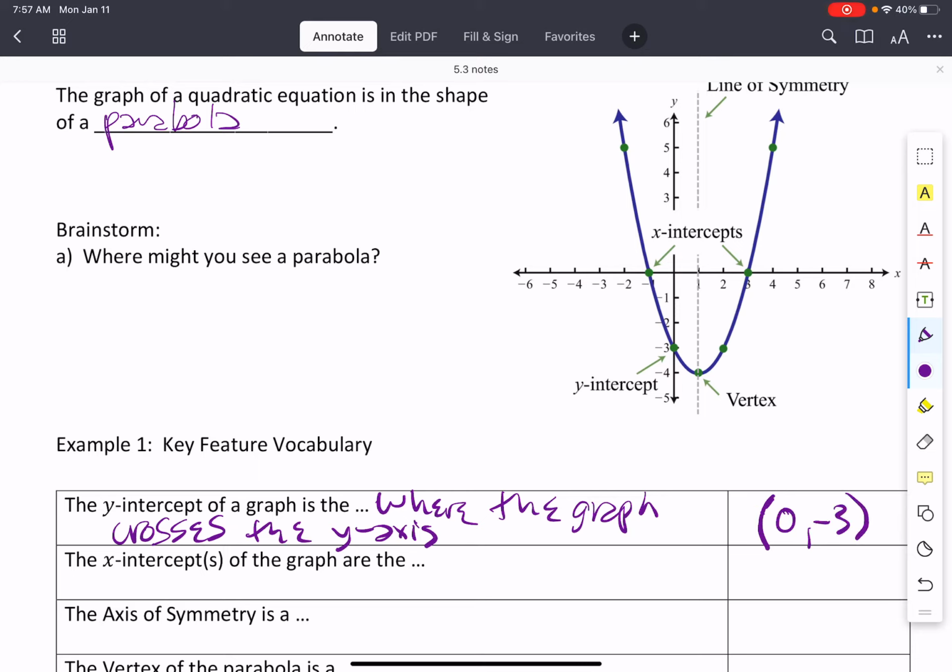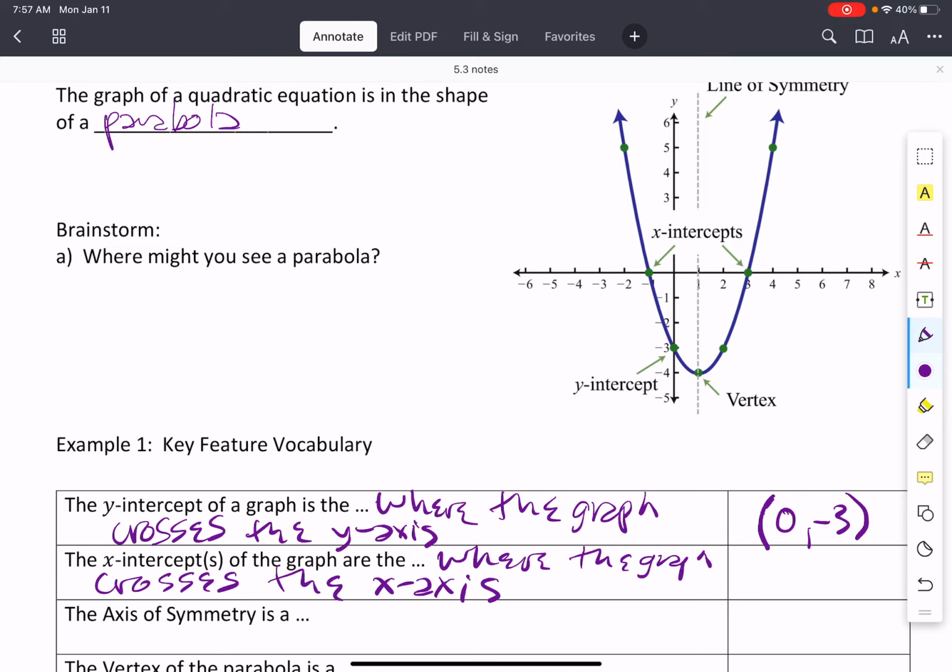On your homework tonight, when you type these answers in on Canvas, you have to be so careful with your notation. If you put -3, it's going to mark it wrong. Half the battle is the notation. Okay, the x-intercept is where the graph crosses the x-axis.